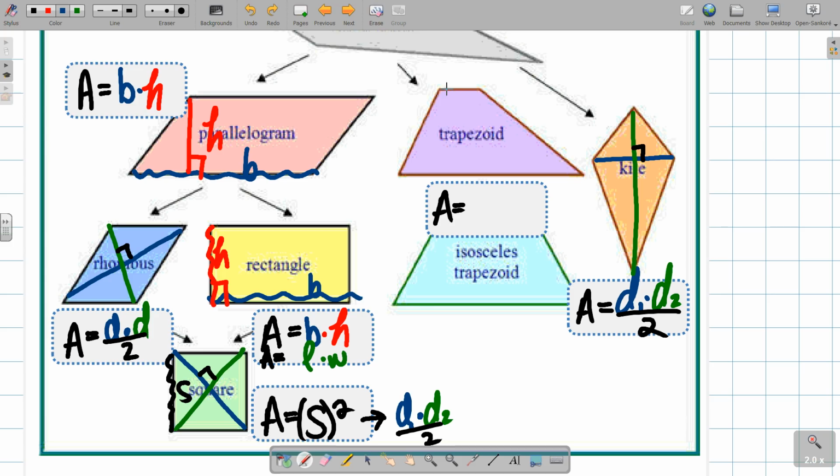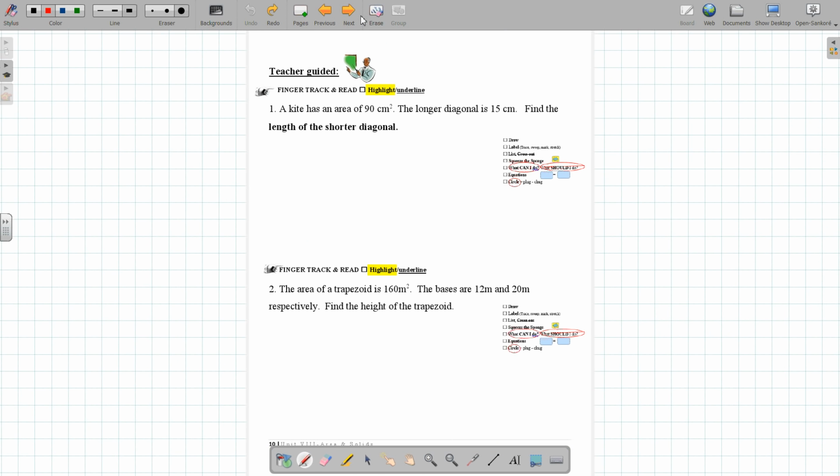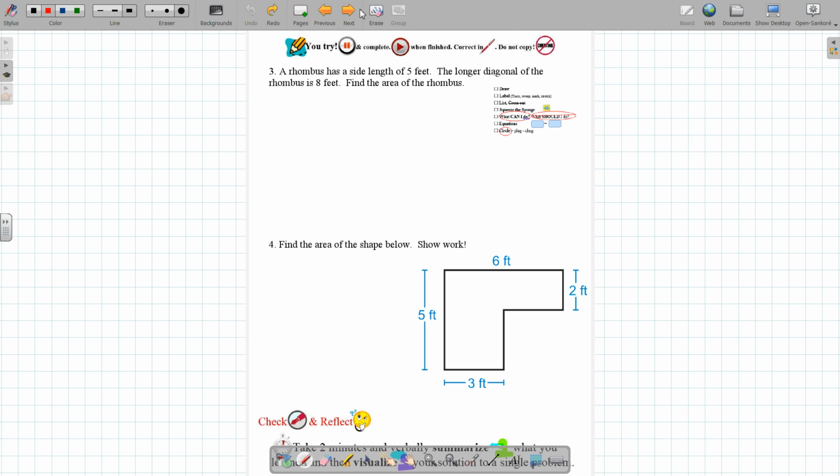Trapezoid. You average the bases, base 1 plus base 2 over 2. That's average the bases times the height. These must be memorized. We're going to do 2 problems together, and then you're going to do 2 problems together.